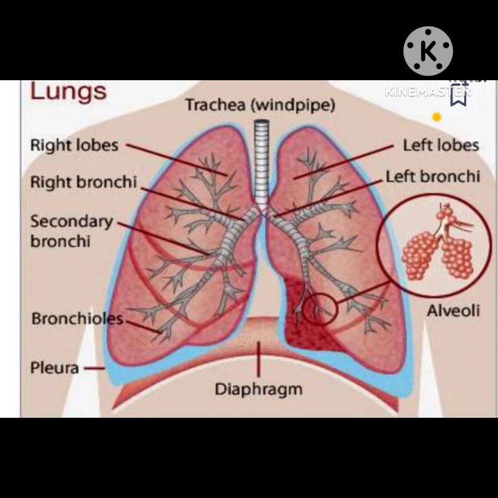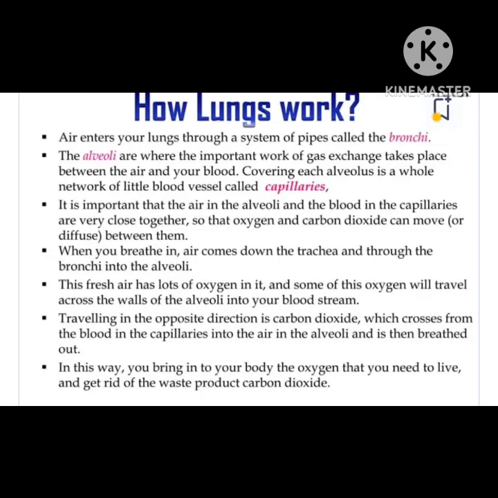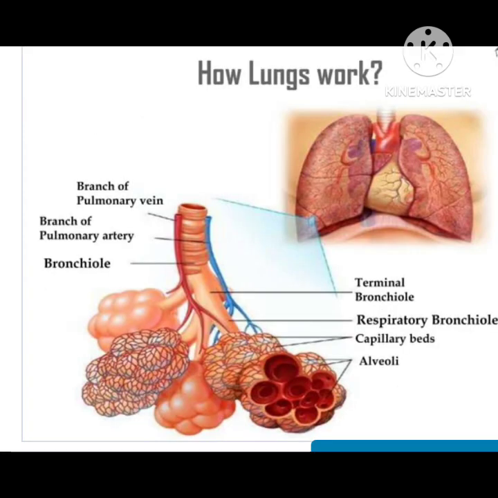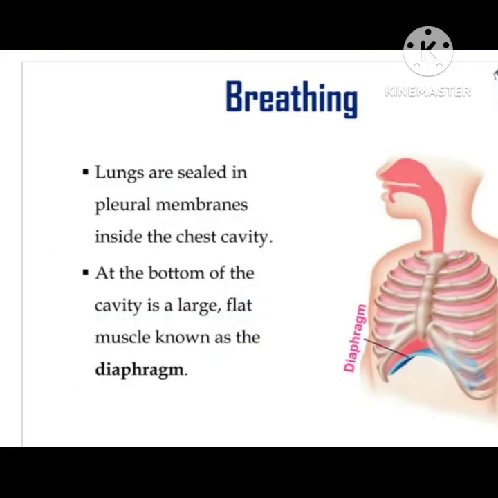Different types of lobes and bronchi are present here. Now, how the lungs work. Air enters your lungs through a system of pipes called bronchi, and alveoli and capillaries help to exchange the gases. This means that the bronchi play a major role in filtering the air. A branch of the pulmonary vein is also responsible for that.